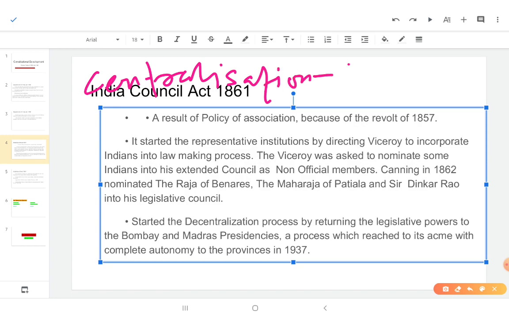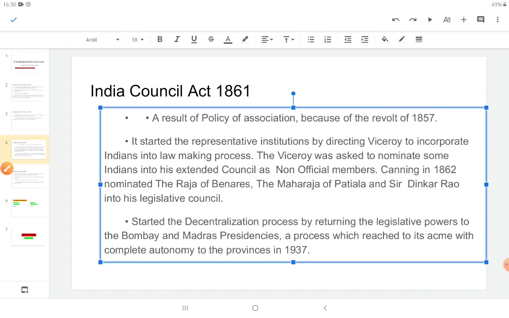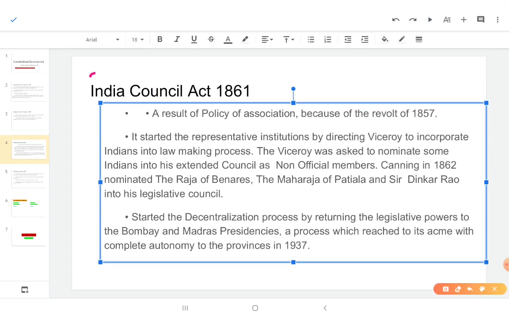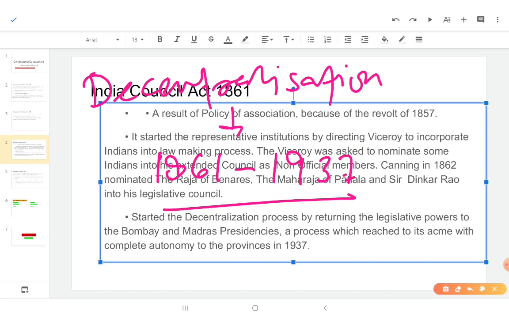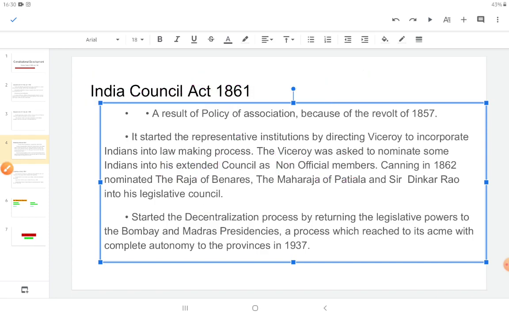So centralization process started from 1773 up to 1853, and the decentralization process started from 1861 and finally ended in 1937. So this is the case.